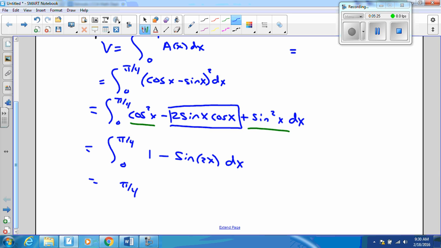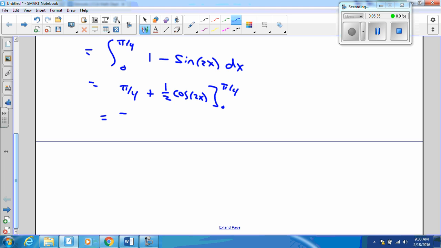And so what I get now is going to be the integral from 0 to pi over 4 of 1 minus sine 2x. And that gives me pi over 4 plus 1/2 of, let's see, it's going to be 0 minus 1. The cosine of pi over 2 minus the cosine of 0. And there's my volume. Much, much simpler than appealing to the double angle identities for cosine squared and sine squared.